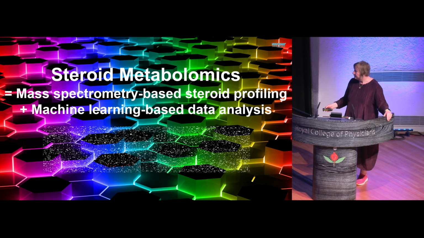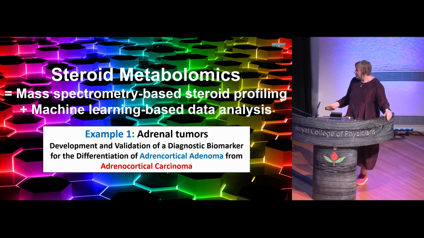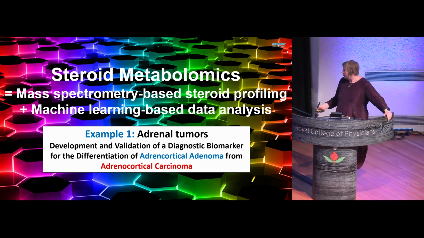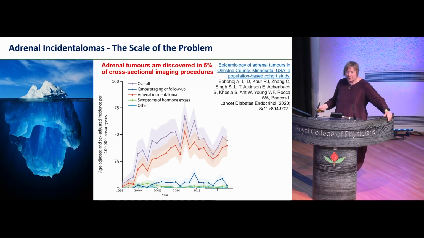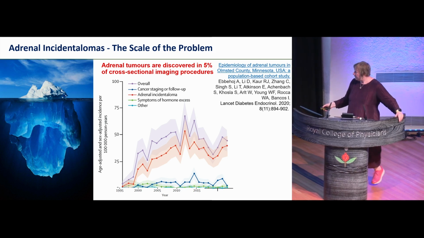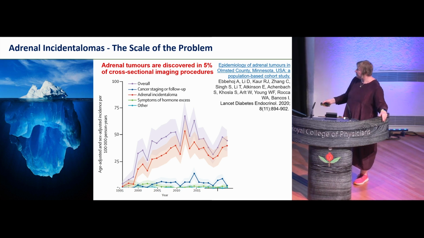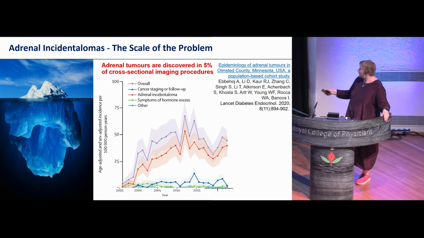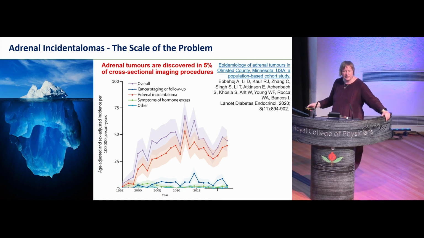And in my talk, I want to give you two examples of this, how we can apply this to personalized and precision medicine. So the first example are adrenal tumors, and our first project is on the differentiation of benign adrenocortical adenoma from malignant adrenocortical carcinoma, and this is really important. These are data from the last 20 or 25 years, and you see the number of incidentally detected adrenal masses is going up steeply, and overall these are found in about 5% of cross-sectional imaging procedures of the chest and abdomen. So here in purple you see the overall numbers, and in red this is really tracked by those tumors that are found incidentally, while the number of tumors found upon cancer screening and follow-up are pretty much staying the same.